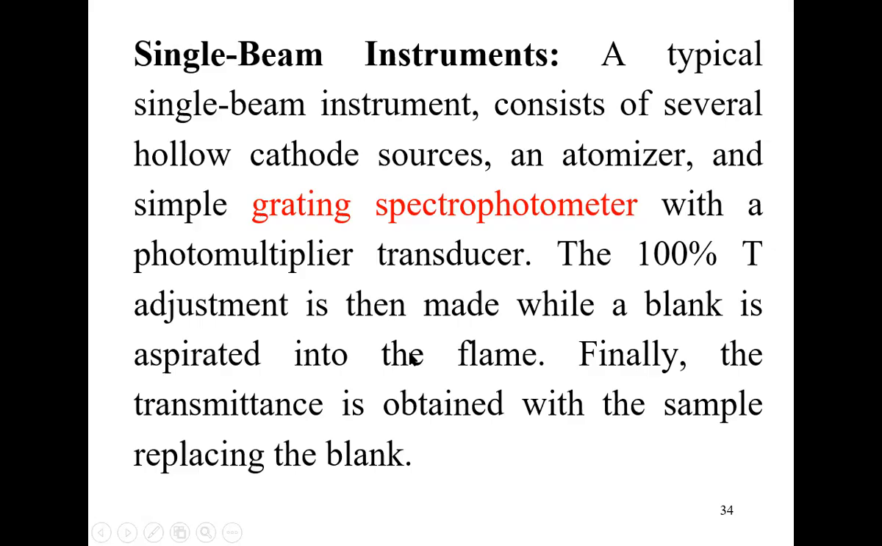So it's comparing the amount of light that is transmitted to how much has been absorbed. So this is what this sentence is saying here: the 100% T adjustment is then made while a blank is aspirated into the flame. Finally, the transmittance is obtained with the sample replacing the blank. Does that make sense? So usually in the same spot.